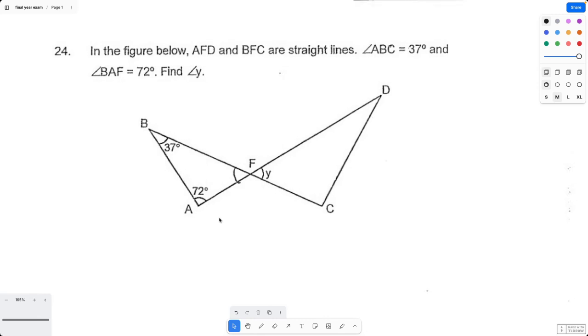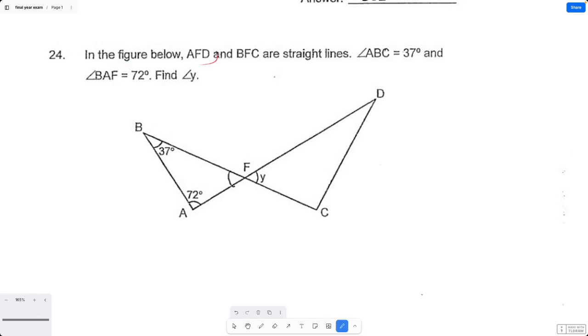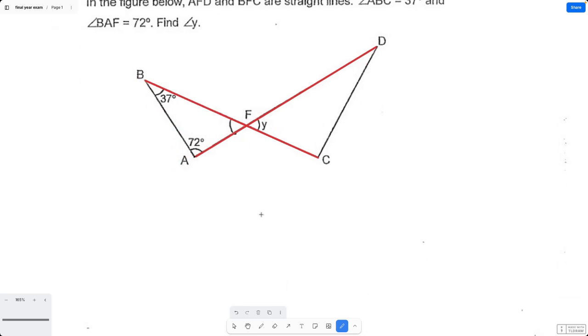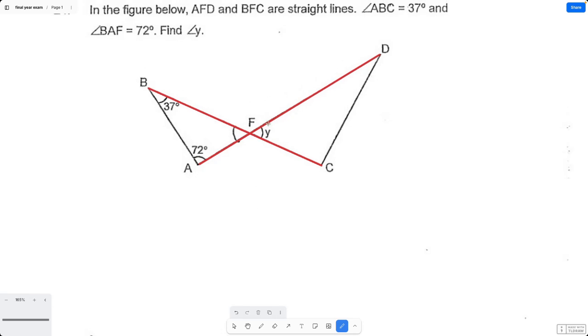Question 24. In this figure below, AFD and BFC are straight lines. Usually I highlight them so that I know these are straight lines. Next, ABC is 37 degrees, and BAF is 72 degrees. Find Y.